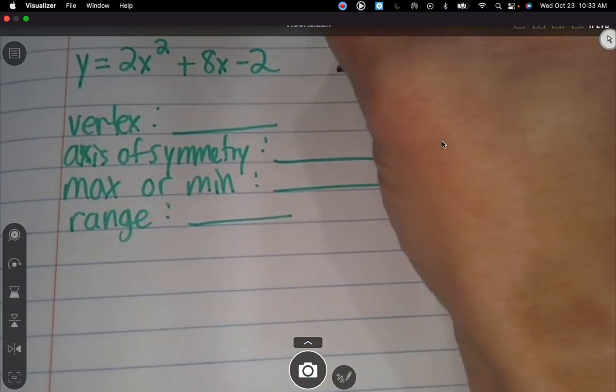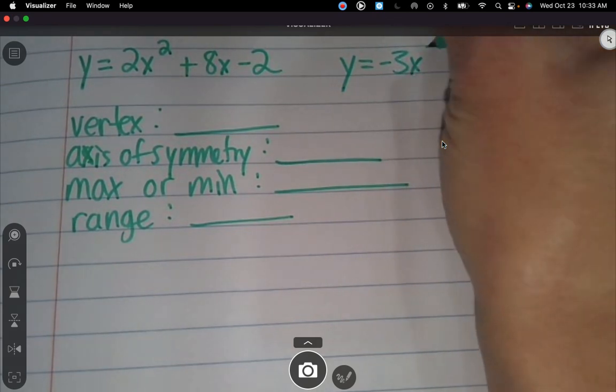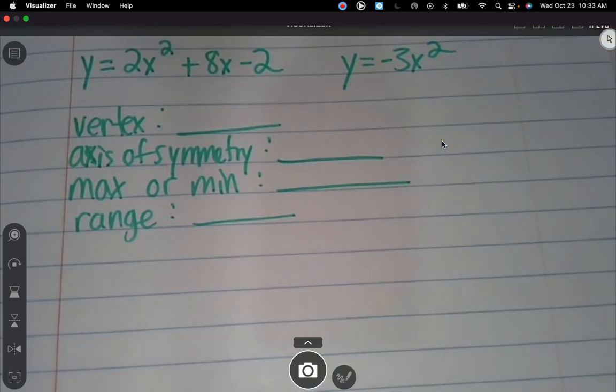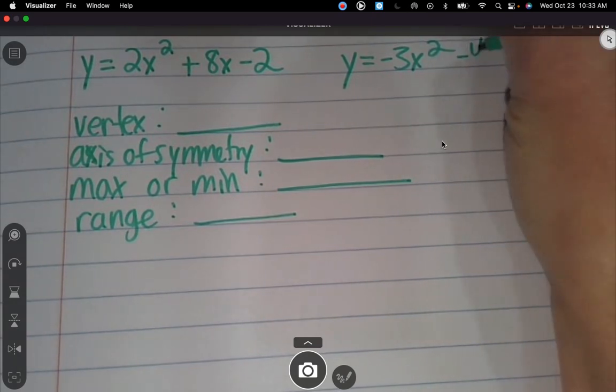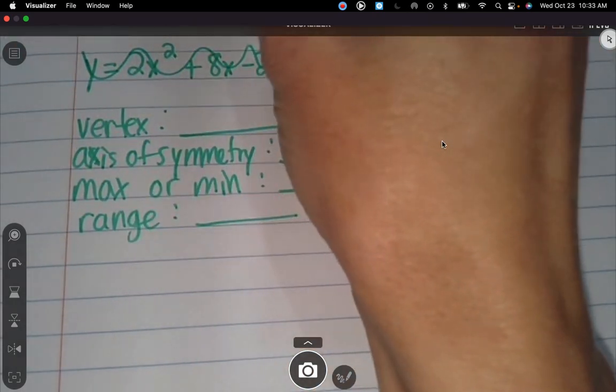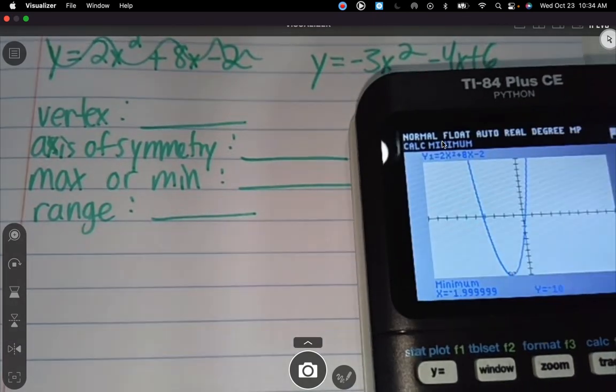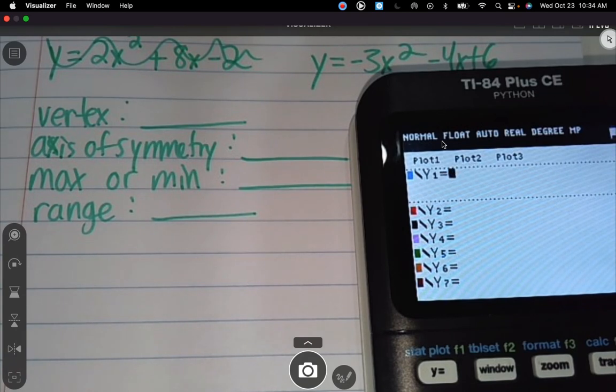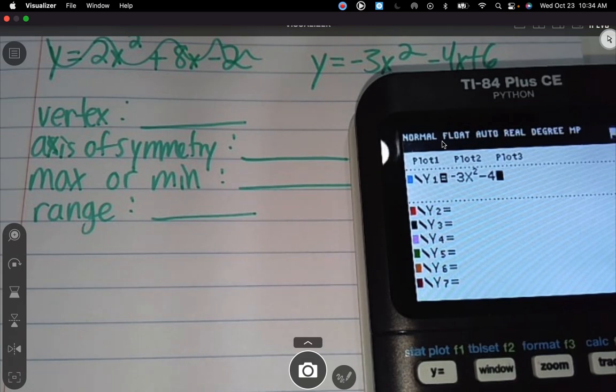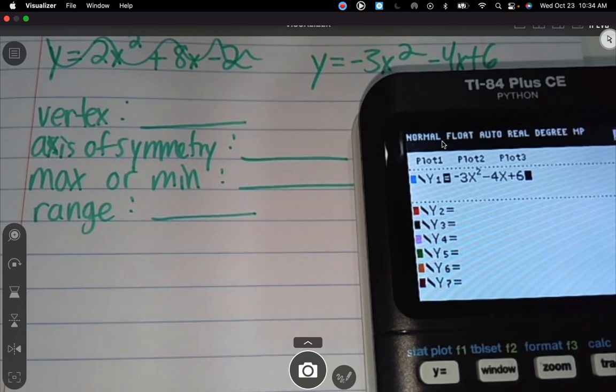Y equals negative 3x squared. Wait, is this the next one? Yeah. Minus 4x plus 6. Is it a different one? Yeah, but I'm going to scratch this one out. We're going to find the same thing. Okay, so they want us to graph on our calculator and find all these things. Some of y'all are already knowing some parts, very good. So we're going to press y equals, and type in negative 3x squared minus 4x plus 6, and we graph.